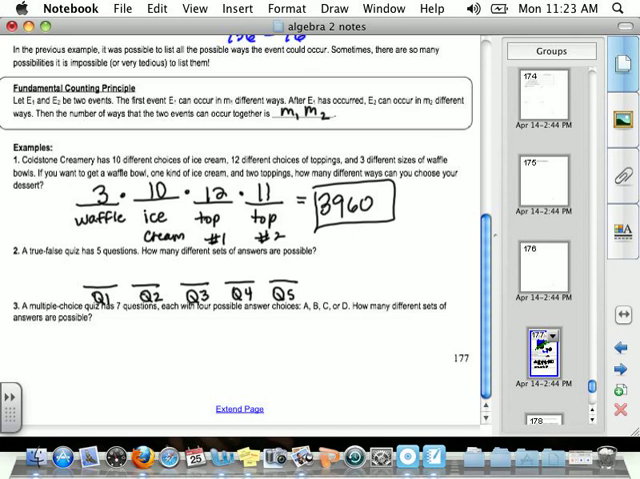How many different things can I put for question 1? True or false, right? 2 choices. How many for question 2? Still 2 choices. So this ends up being 2 times 2 times 2 times 2 times 2. So 2 to the 5th, which is 32, right?